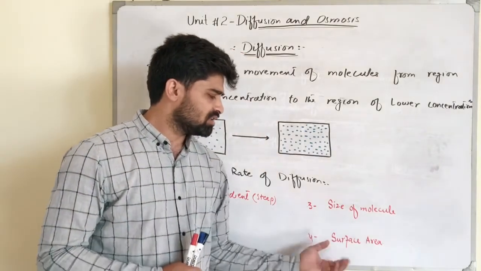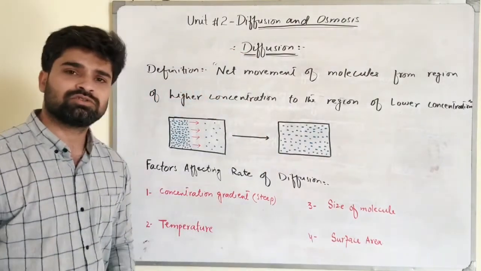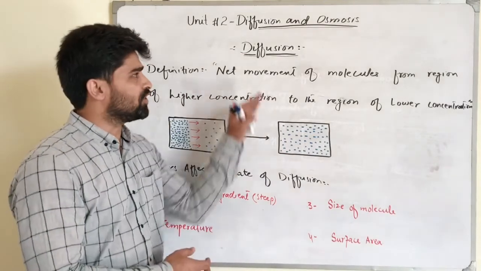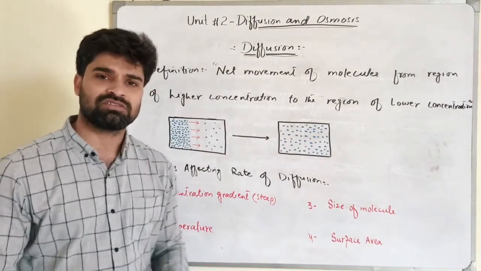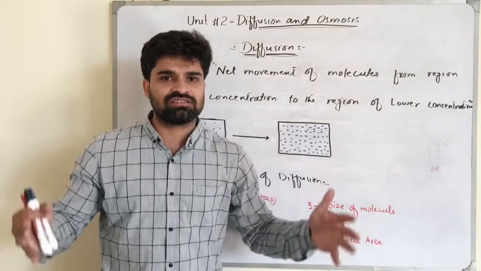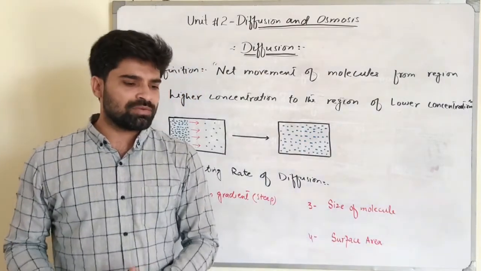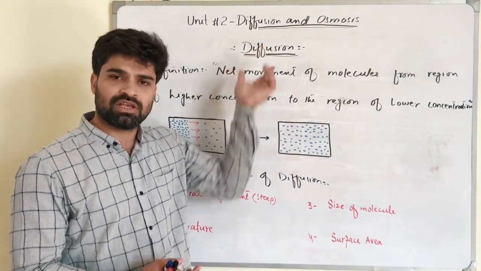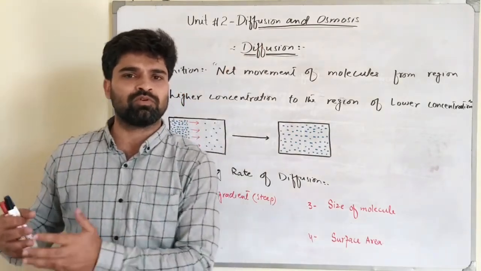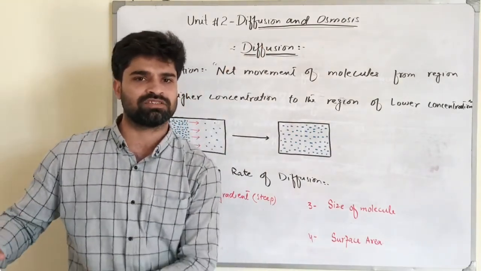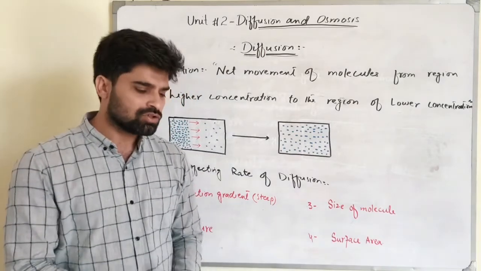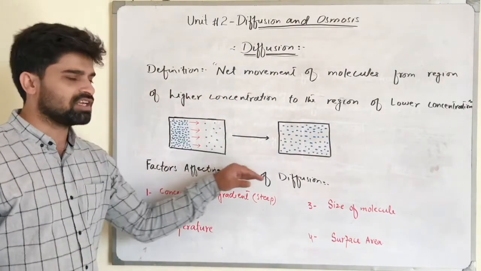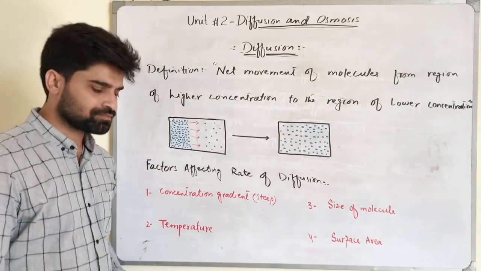And in the end, the surface area. Dear students, surface area is directly proportional to the rate of diffusion. That means if the surface area is high, there will be a high rate of diffusion, and the molecules will move faster from one place to another. So these are some of the factors which affect the rate of diffusion.